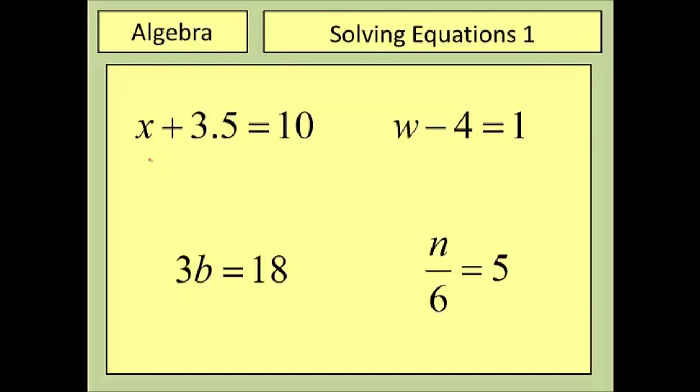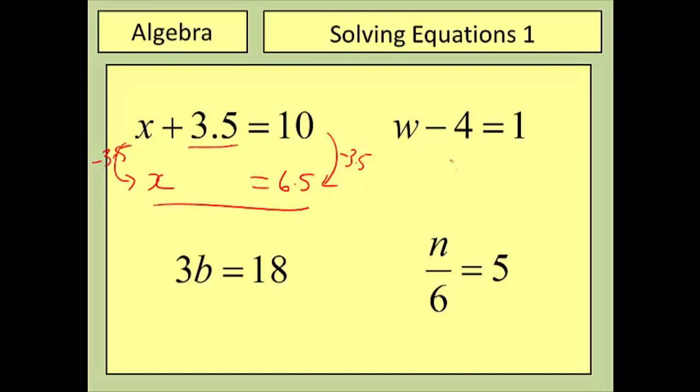Okay, in this first one then, don't let the fact that this is 3.5 throw you off. We're still going to do the inverse of it. So the opposite of add is subtract, and the opposite of add 3.5 is to subtract 3.5. Now I've got to do this from both sides of my equation. So x plus 3.5 take away 3.5 is just x, and 10 take away 3.5 is 6.5, giving me my answer.